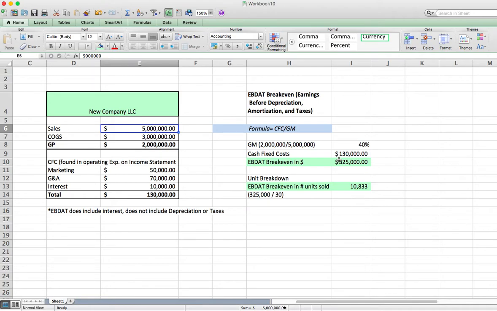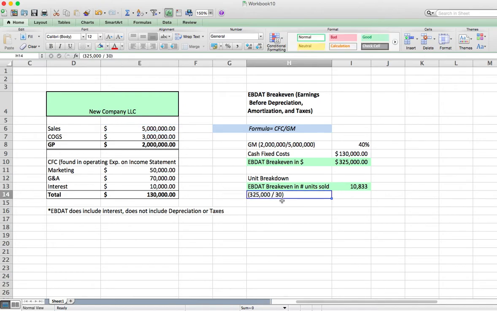Now, if we want to take this number and break it down into number of units sold, all we need to know is the price per unit that is being sold. So, for example, let's say that they're selling a product that's $30. All we have to do is take our EBDAT breakeven in dollars of $325,000 and divide it by the $30 per unit. And this gives us 10,833 units that New Company LLC has to sell to break even.